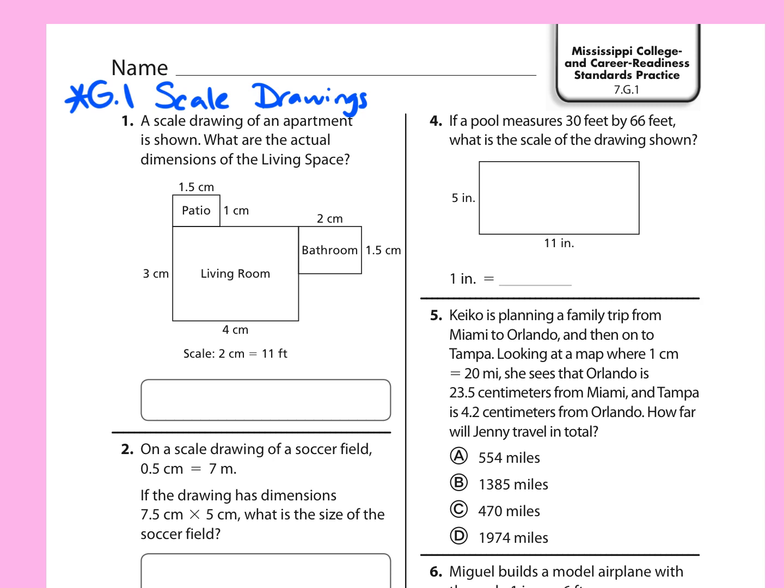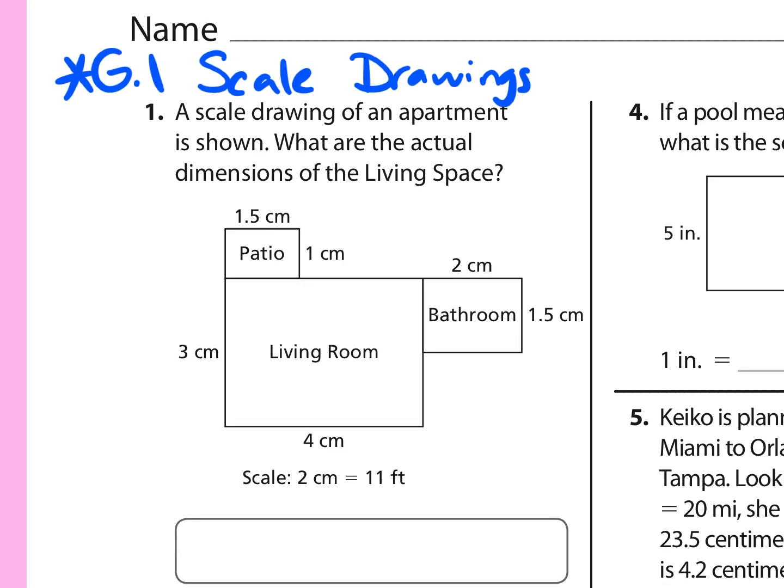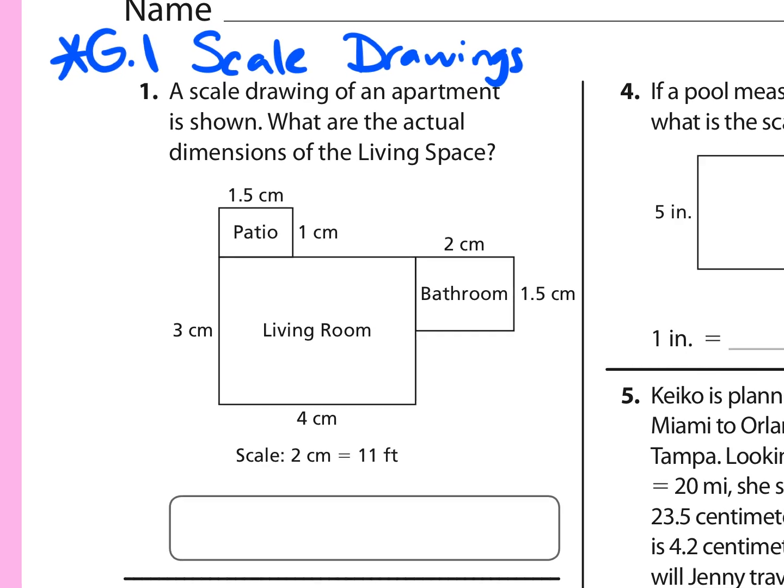Alright, so we're going to start with standards G.1 and RP.1. They're closely related. G.1 is about scale drawings. So number 1, a scale drawing of an apartment is shown. What are the actual dimensions of the living space? And that should actually be requesting the dimensions of the living room.